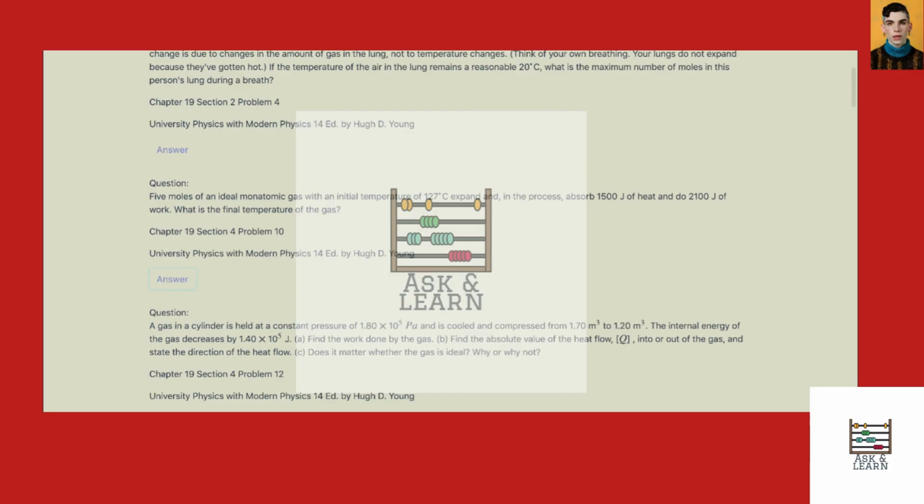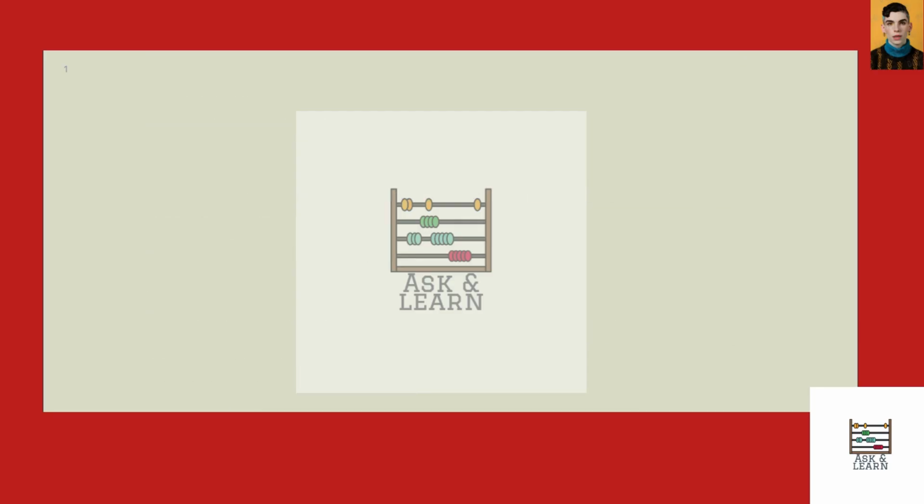So the question reads that 5 moles of an ideal monatomic gas with an initial temperature of 127 degrees Celsius expands, and in the process absorbs 1,500 joules of heat and does 2,100 joules of work. What is the final temperature of the gas? So let's start out by writing out our givens, and then we can discuss which formulas to use.